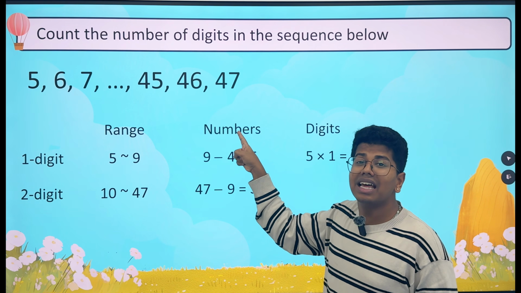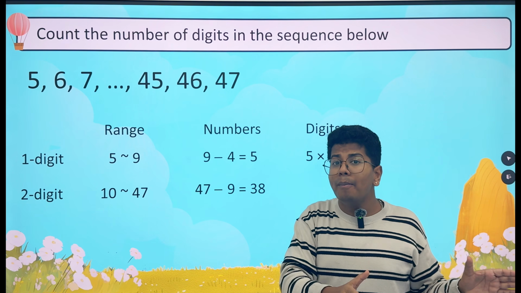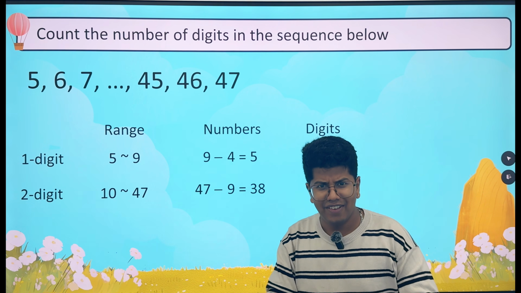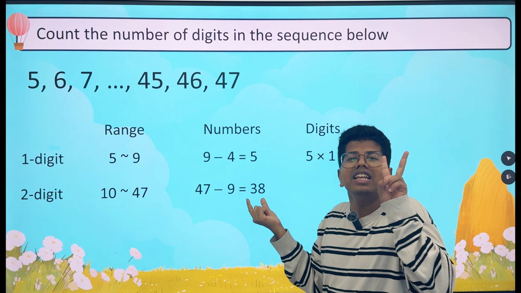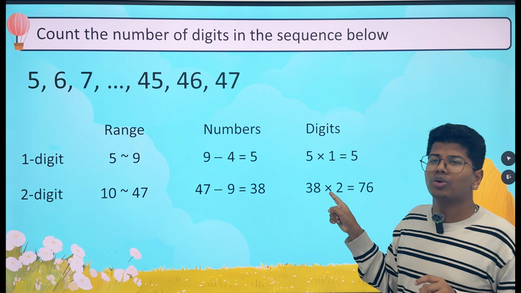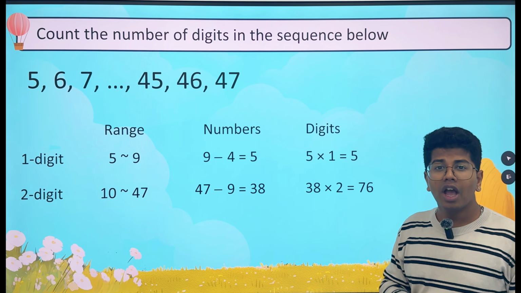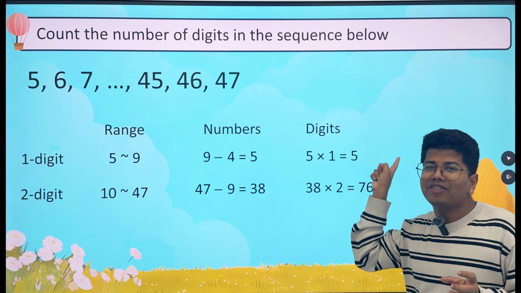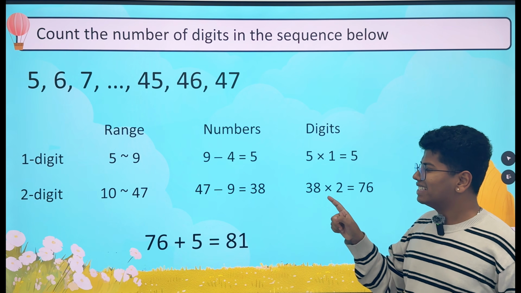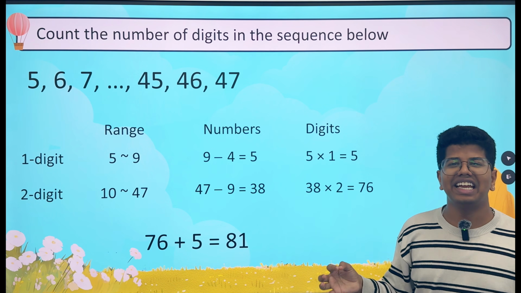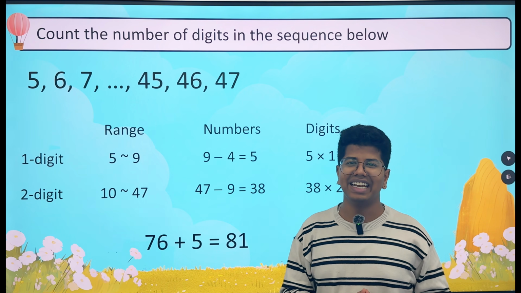But 38 is the number of numbers and every number has 2 digits. So, how to calculate this? Perfect. 38. Every number is 2 digits, means 38 times 2, which is 76. So, what is the total number of digits that are present here? We can just add them up, yes. 76 plus 5, which is 81, and that's how we can get the answer.